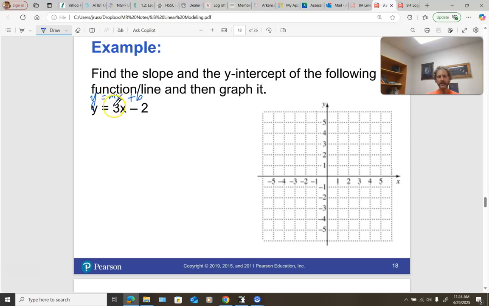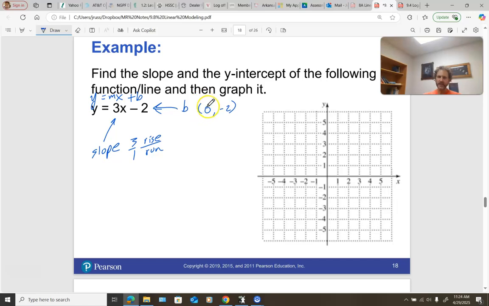So m in this case is 3. Okay, so the slope is 3. But I'm going to express that as a fraction, 3 over 1. Okay, because remember, we're going to interpret this as rise over 1. And then the value of b is negative 2. Okay? So my y-intercept is going to be the ordered pair 0, negative 2.